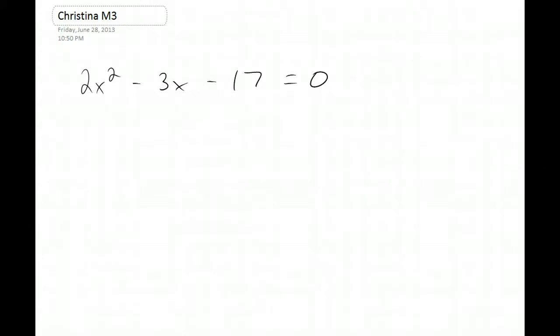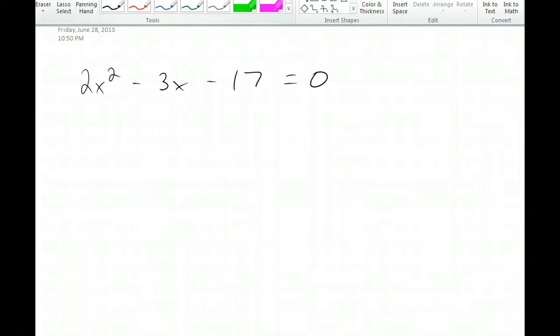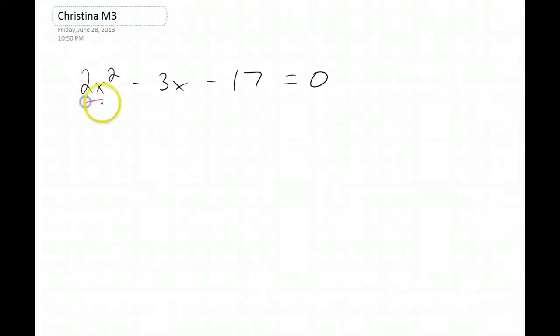One of the keys to completing the square is the first term here, the A term. This number here is called A, this one's B, and this one's C, of course. The A, when you're completing the square, needs to be 1. You have a 2 here. So what you actually have to do is start this problem by dividing through by 2.